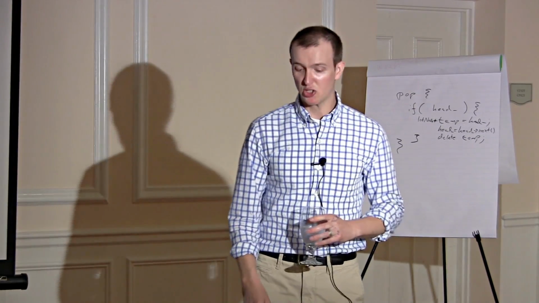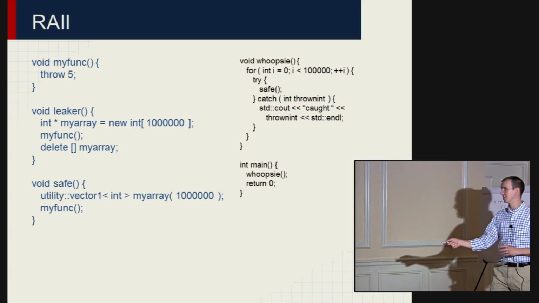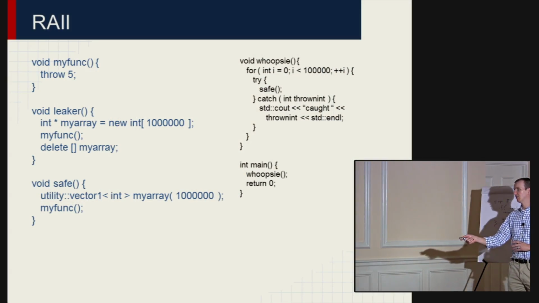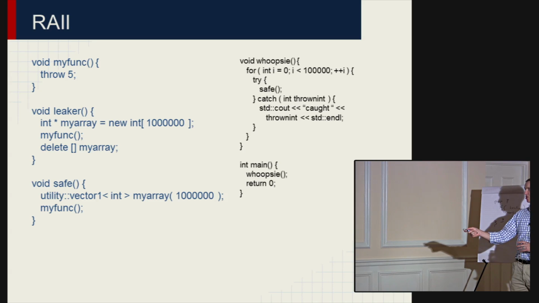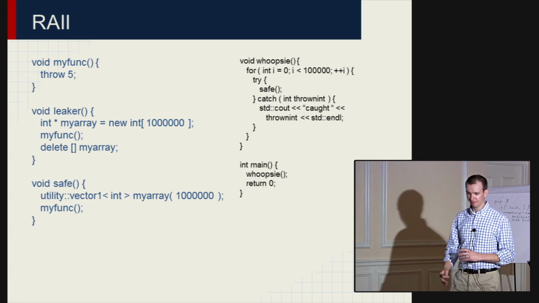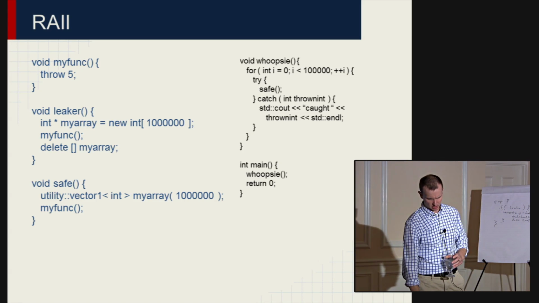Okay, so the safe version of this is instead to allocate a utility vector 1 of integers. And when you call myfunc, it's going to throw an exception, and it's going to unwind the stack, and so it's going to call the destructor on the utility vector 1. So each pass through whoopsie is going to print 5 over and over again, but it's not going to leak any memory as it does so. Okay, I think that's it.